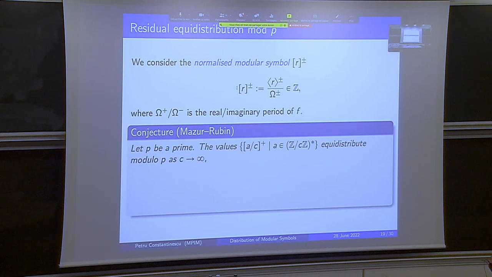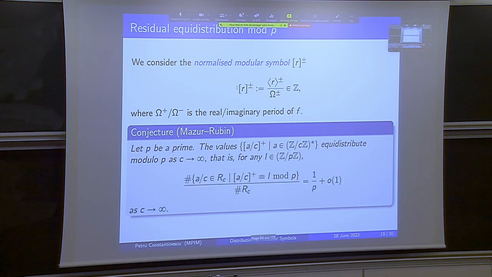Mazur and Rubin conjectured that if we fix the level C, they will equidistribute modulo P. When I say equidistribute, I mean if you fix your favorite class modulo P, then the number of modular symbols that hit that class over all of them, the ratio is 1 over P, as C goes to infinity. This is still a conjecture.